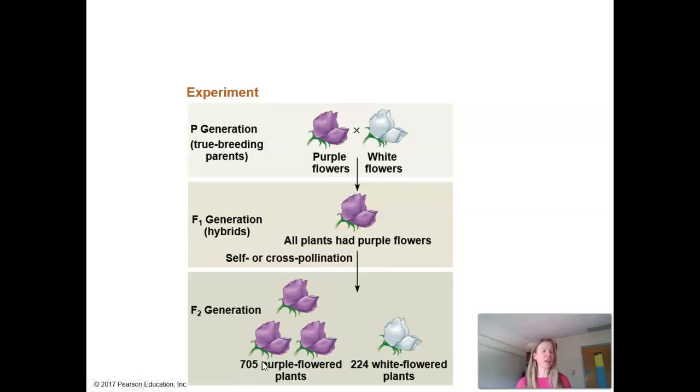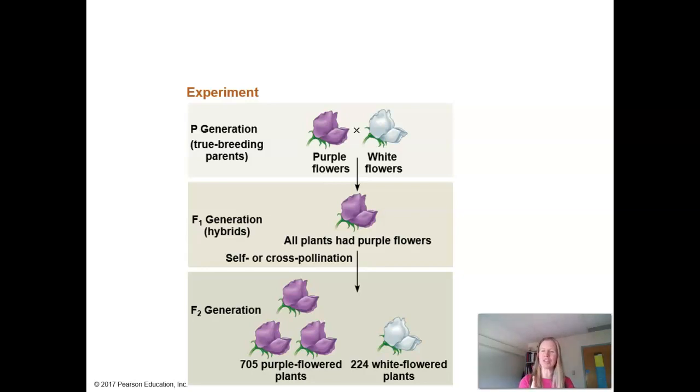So this is a lot of plants that he's counting, right? 705 were purple, 224 of them are white. It comes out around this 3-to-1 ratio. And so basically what he starts figuring out is that in the F1 generation, it's only what he's calling the purple flower factor that is affecting the flower color in the F1 generation. So he actually starts referring to that as the dominant trait.